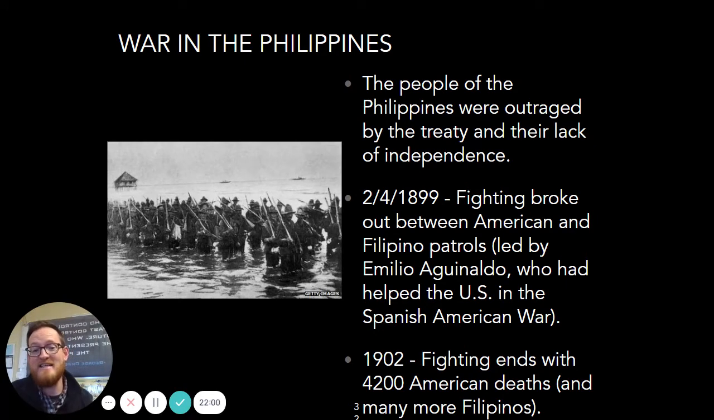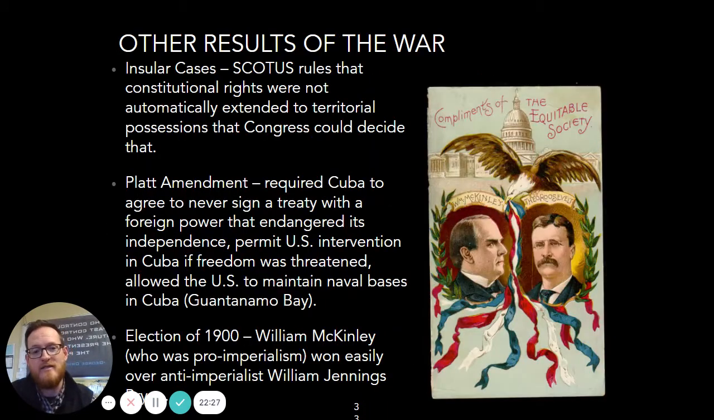So you're going to see in 1899, fighting would break out between American and Filipino patrols, led by Emilio Aguinaldo, who had actually helped the U.S. in the Spanish-American War. And this would drag on until 1902. You would end with 4,200 American deaths and many, many more Filipinos. Actually, there would be more bloodshed with the war in the Philippines than there would be with the Spanish-American War, though. But yeah, in the end of this war, the Philippines would not get their independence. That'll come much later. So what are some other effects of the Spanish-American War?